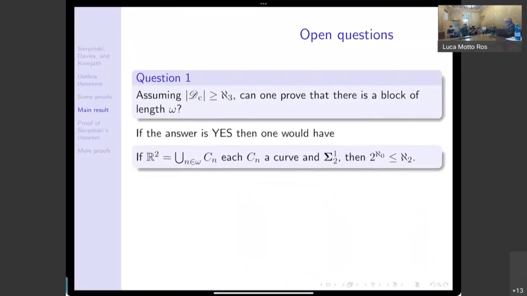State your questions here. So the first question is: assume that the constructible degrees have size aleph 3. Can one prove that there is a block of length n? Can you show that if you have plenty of constructible degrees, then you have countably many reals such that if you take one of them out, then constructing the least inner model of the others, you don't get the real?